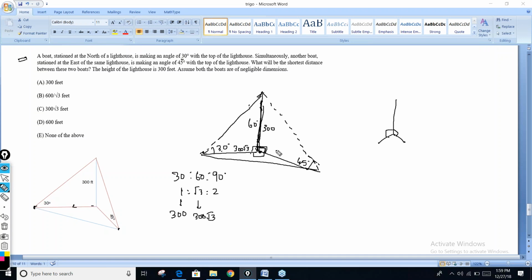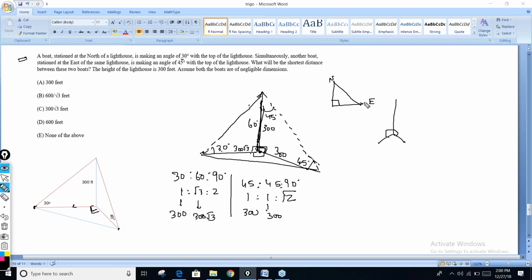And similarly here, that is 45, that is 90, so this angle is also 45. In the 45, 45, 90 triangle, the side ratio is 1 is to 1 is to root 2. So this is 300 given, so this side will also be 300. This is 300 root 3 and this is 300. And this angle is also 90 on the ground. So in north and east, the angle between these two boats will be 90 degrees.